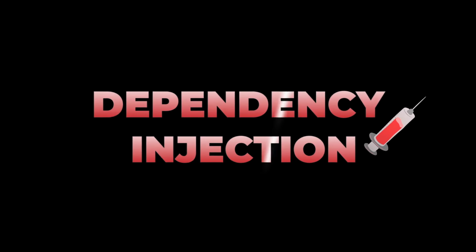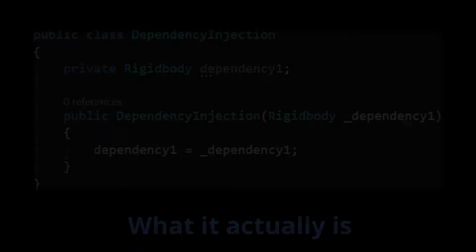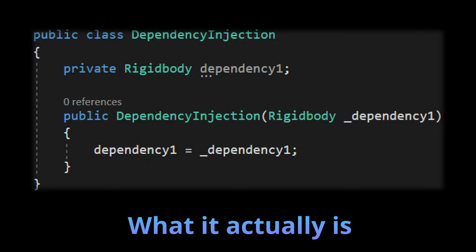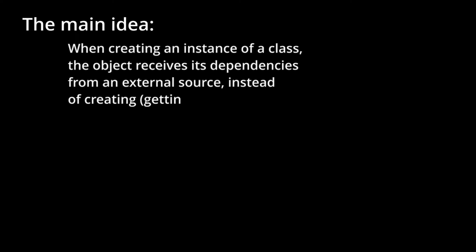Dependency injection. This term sounds really fancy and complicated, but in reality it is a simple programming technique. The main idea is that when creating an instance of a class, the object receives its dependencies from an external source instead of creating them internally.